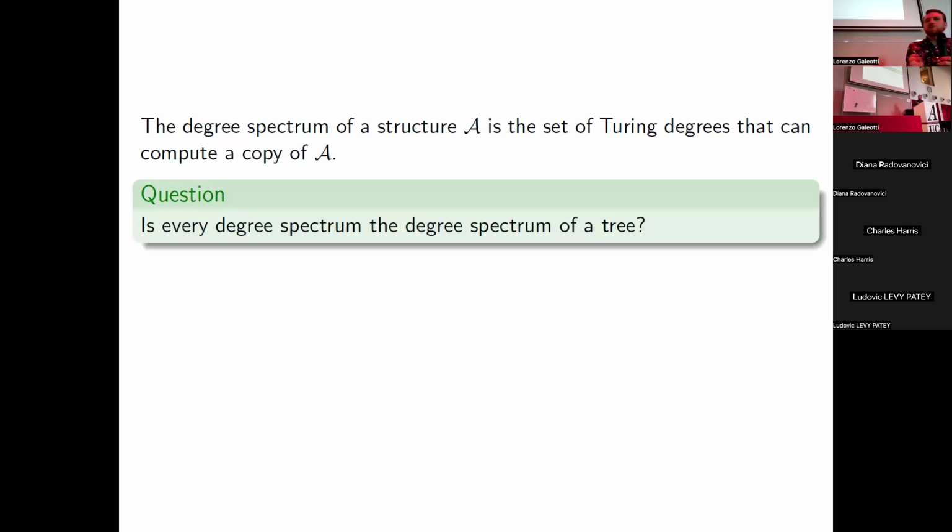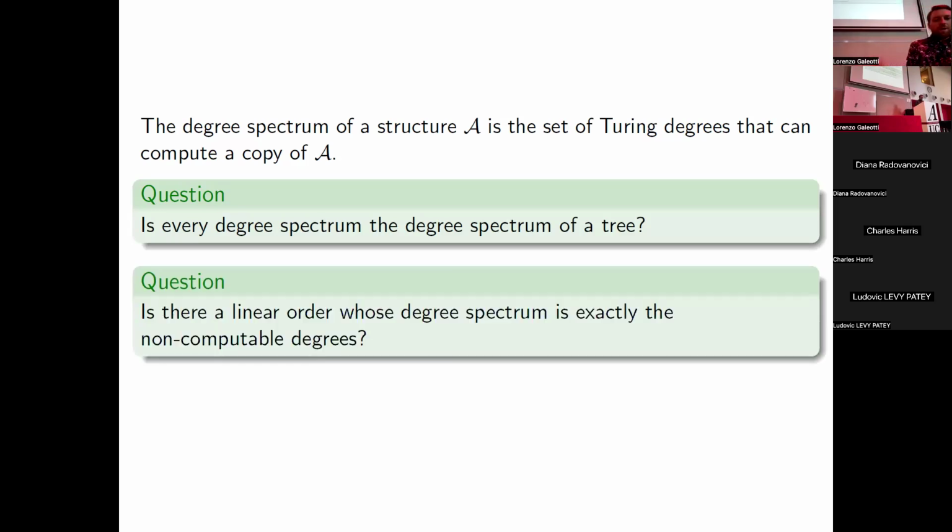Essentially, the constructions never use anything that's sort of non-tree-like about any of the structures. So this is, I think, a pretty hard problem. And then for linear orders, there's certain degree spectra that are not the degree spectra of a linear order. But here's a particular one that we don't know.